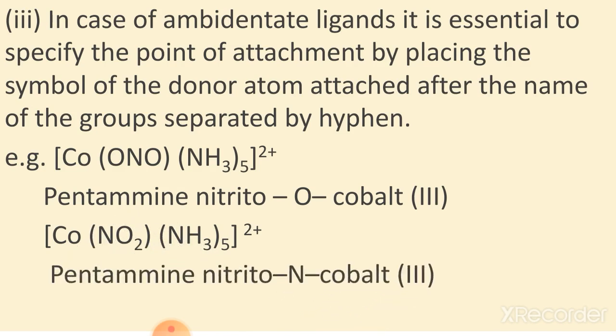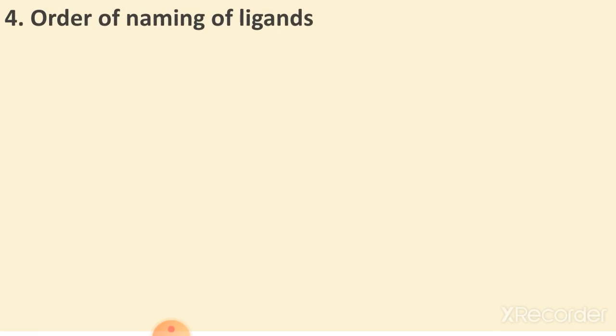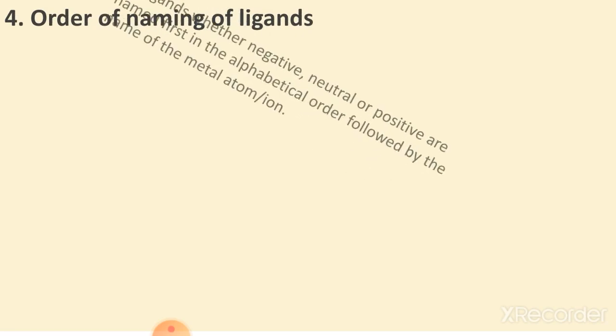So now the name of this complex is pentaamminenitrito-N cobalt(III). Look, the only change is in the attachment of the atom with the central atom. So that's why the name is also changed like this. This is only used for ambidentate ligands. Now next, point 4 in the rules of nomenclature: order of naming of ligands.